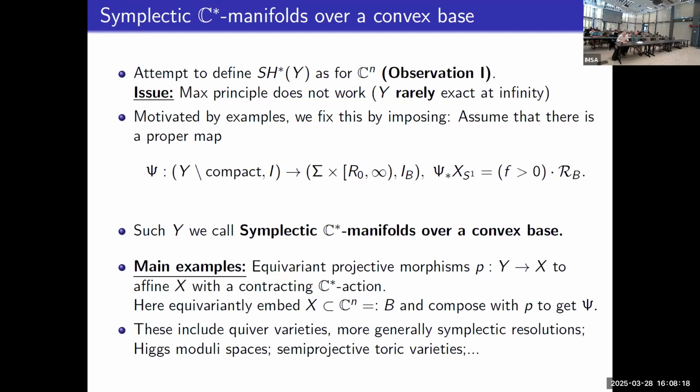This gives not only these symplectic resolutions, but also Higgs moduli spaces, because there's a Hitchin map, and also semi-projective toric varieties. For people who like toric varieties, semi-projective just means it's like a GIT quotient. So for me, that's any toric variety, but it depends who you ask. It's not true. In general, you get a lot of interesting examples coming from algebraic geometry which satisfy these criteria. For any of these examples, having a C* action, you get that this Floer cohomology can be defined.